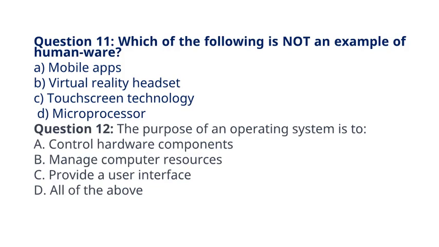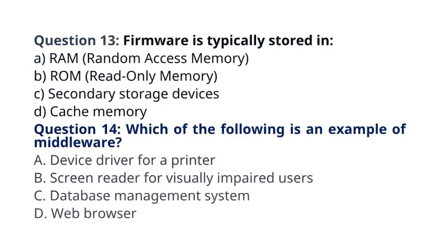Question 12. The purpose of an operating system is to A. Control hardware components. B. Manage computer resources. C. Provide a user interface. D. All of the above. The correct answer to question 12 is option D. All of the above. Explanation: An operating system controls hardware components, manages computer resources, and provides a user interface for interacting with the computer.